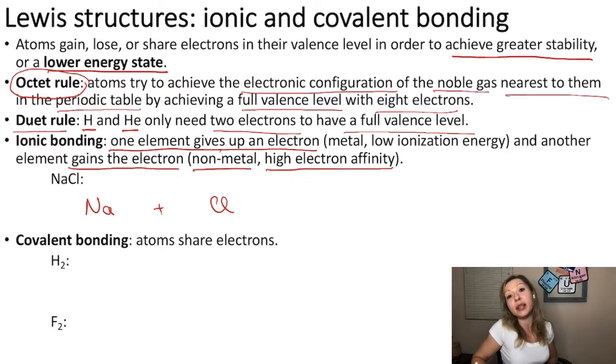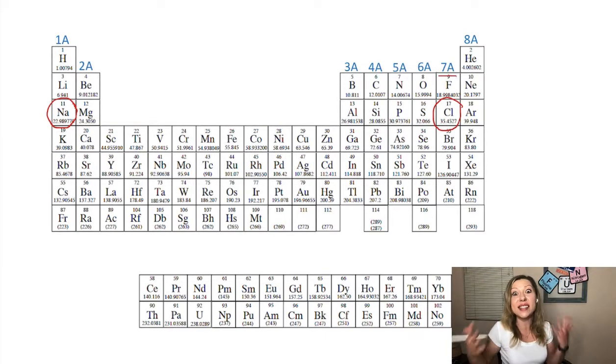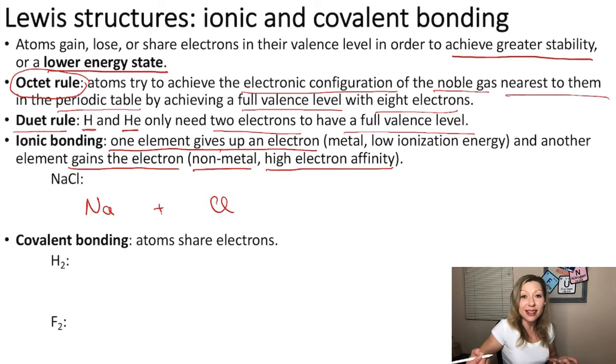And let's take a look at the periodic table. So we can see that sodium is in group 1A, so it's going to have 1 valence electron. And then chlorine is in group 7A, so it's going to have 7 valence electrons. So now I can just show the valence electrons around the atom. So sodium has only 1. Chlorine has 7, so 1, 2, 3, 4, 5, 6, 7.